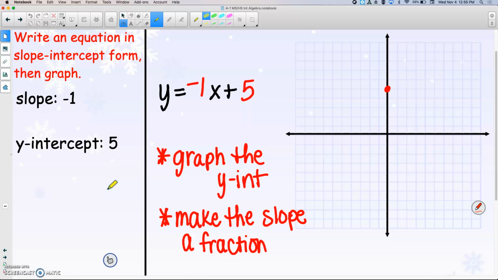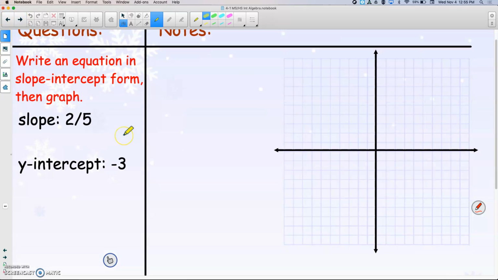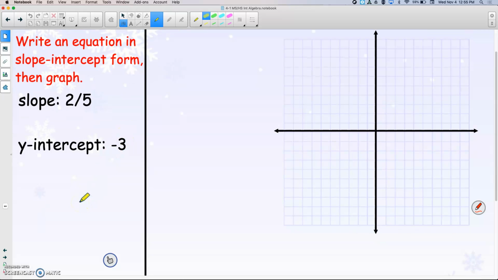So the slope this time is -1. So that means -1 over 1. So rise over run. If the rise is a -1, I actually have to go down 1. And then my run, I always go over to the right. Because remember, we're left to right. Down 1 over 1. And then I can draw my line. So graph the y-intercept and then make the slope a fraction and use it.